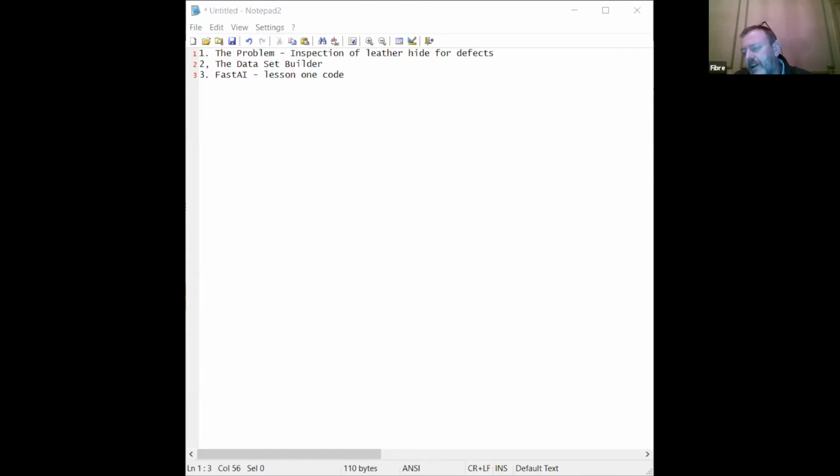Yeah, it's a classification problem. If you look at the inset bar here, we want to detect that, but we don't want to detect the natural variation in the hide, which is down here. So it's a bit of a tricky problem to do accurately and well.